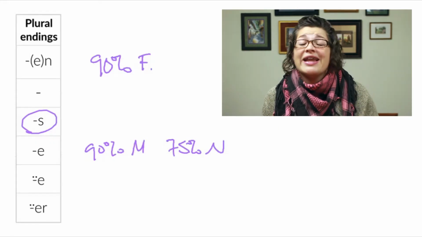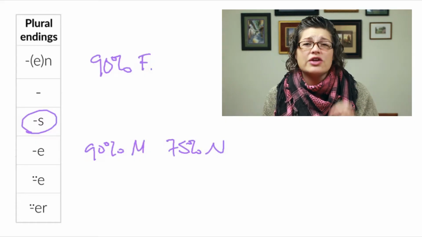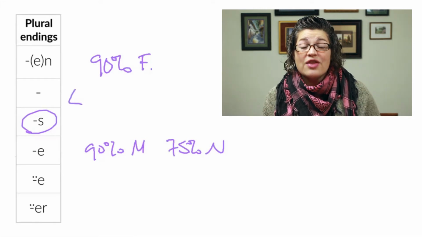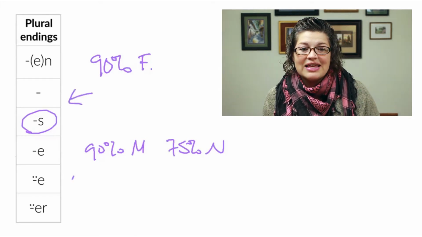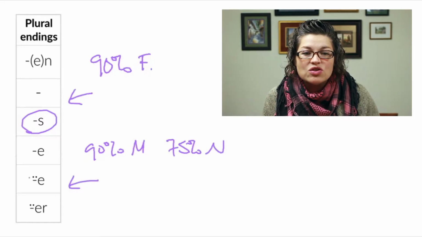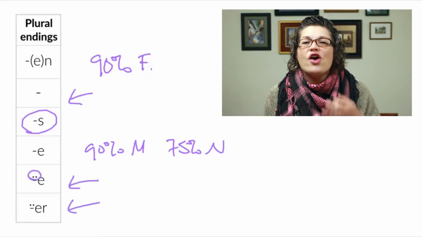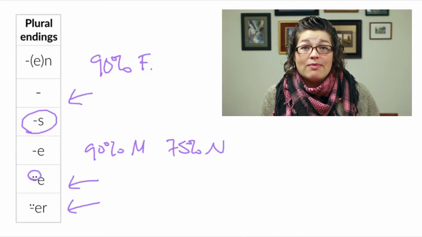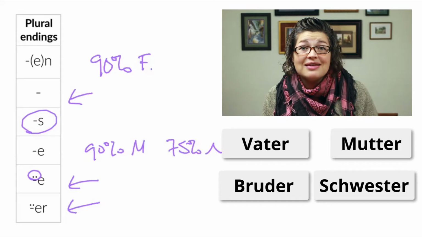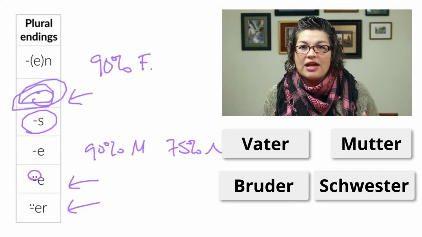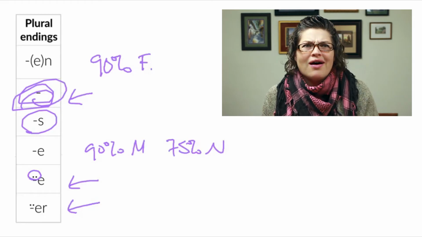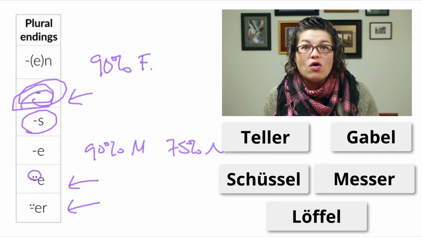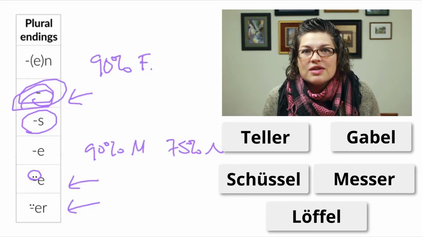There are so many common everyday nouns that you're going to use all the time that use other plural endings, such as the no change ending, the E and umlaut ending, which is what these two dots are right here, that's the umlaut, and the ER and umlaut ending. So for example, to say family members, Vater, Bruder, Mutter, Schwester, those use the no change ending. Or also table settings like plate and bowl, fork, knife, spoon, those all use this no change ending, and you use words like that all the time.